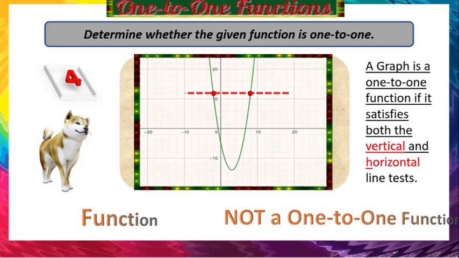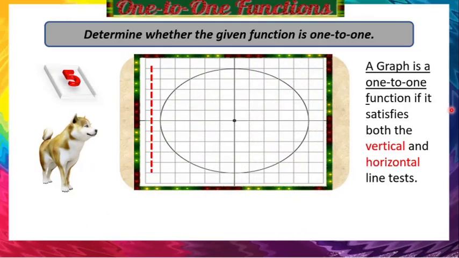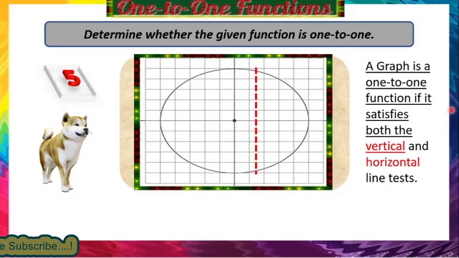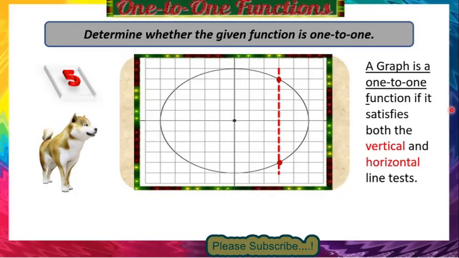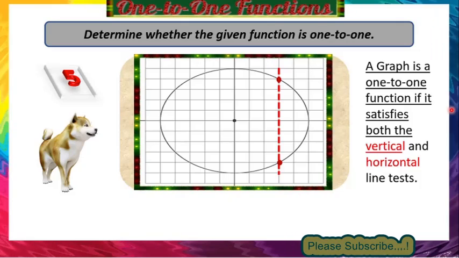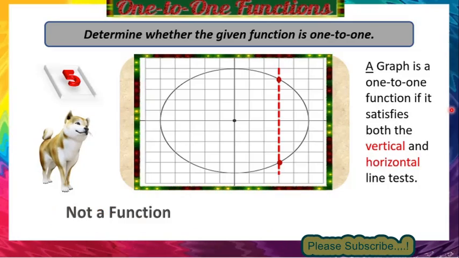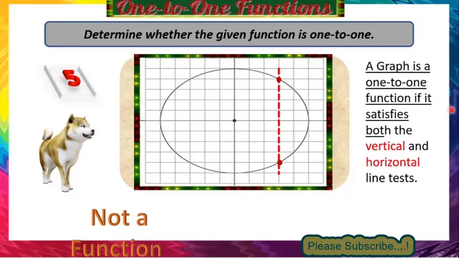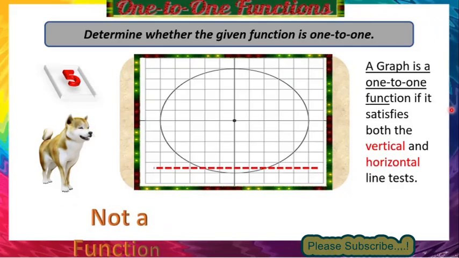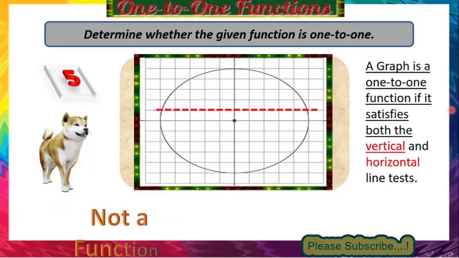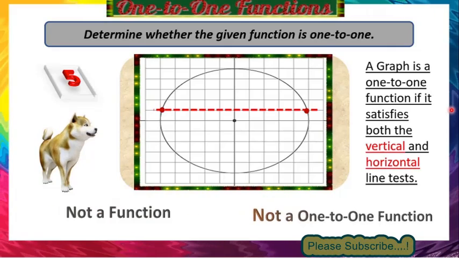The last one, circle. Still, I will use the vertical line test. If I move that one, it touches our graph twice. So this is not a function. If it is not a function, automatically it is also not a one-to-one function. But for the sake of illustration, let us try the horizontal line test. Still, it touches two points. So not a one-to-one function.